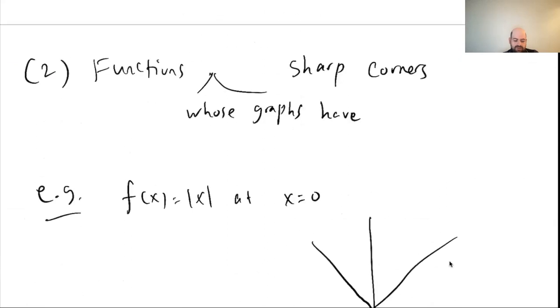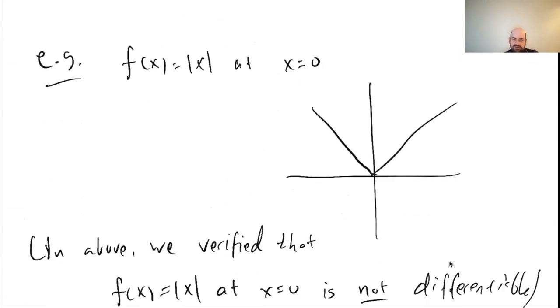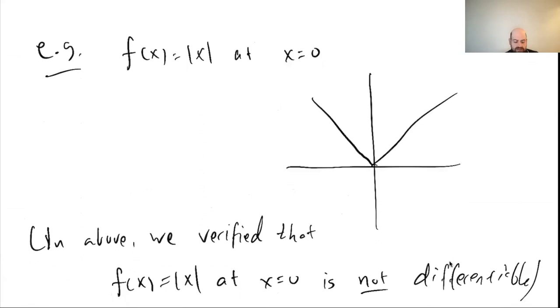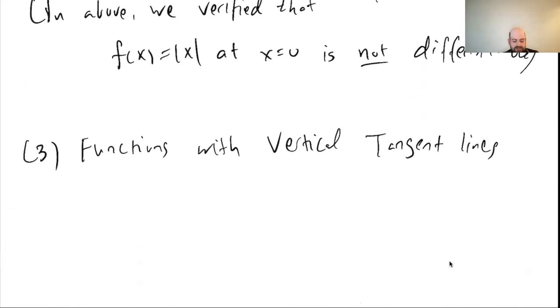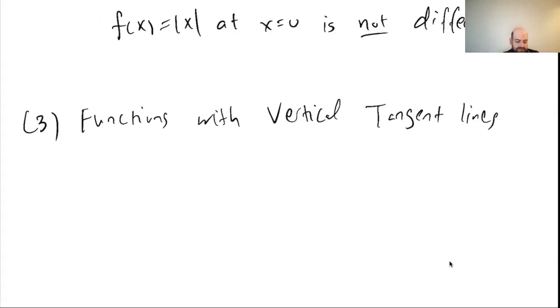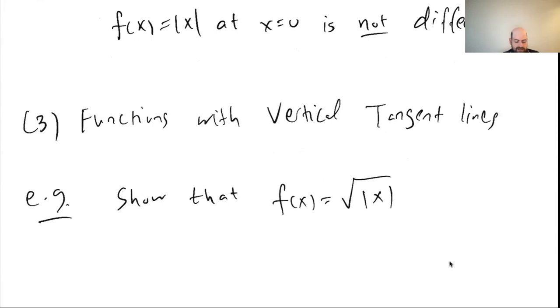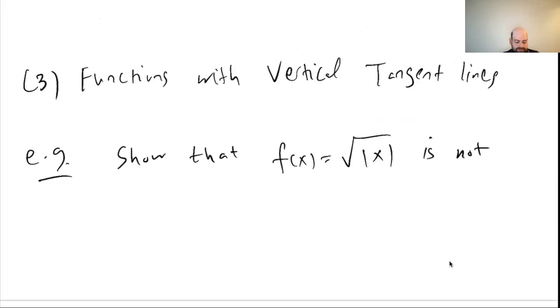Yeah, so same thing here. So for sharp corners, just in the exam, please remember that from the graph you can guess whether the function is differentiable or not, but for verification use the definition, use the limit. The third type of function, which is not differentiable, function with vertical tangent lines. So for example, show that f of x equals square root of absolute value x is not differentiable at x equals 0.